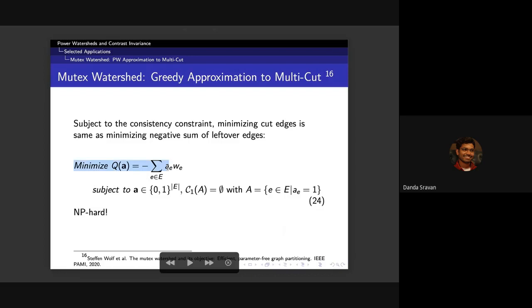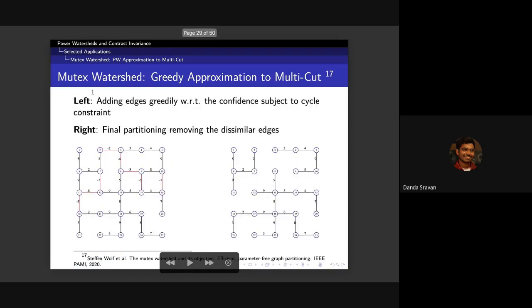This is just a mathematical way to pose it, and I won't go into the details, but the basic idea is I want to remove edges subject to this cycle constraint such that the negative of the remaining edges should be as small as possible. Unfortunately, this is NP-hard, and the authors in this particular group suggested a greedy approximation algorithm. What they did is they add edges greedily with respect to the confidence.